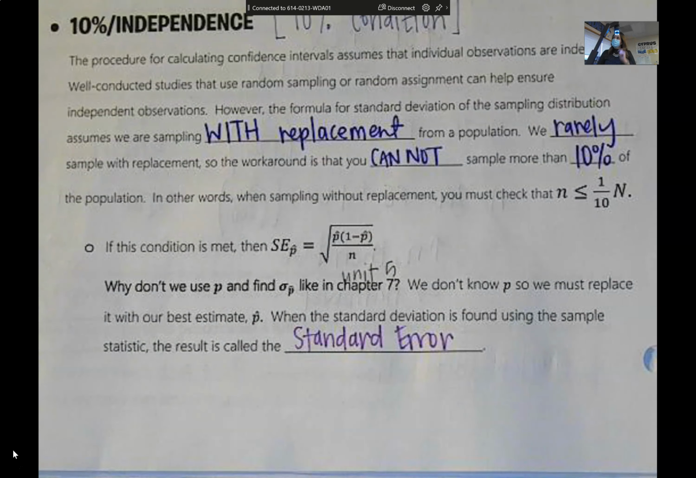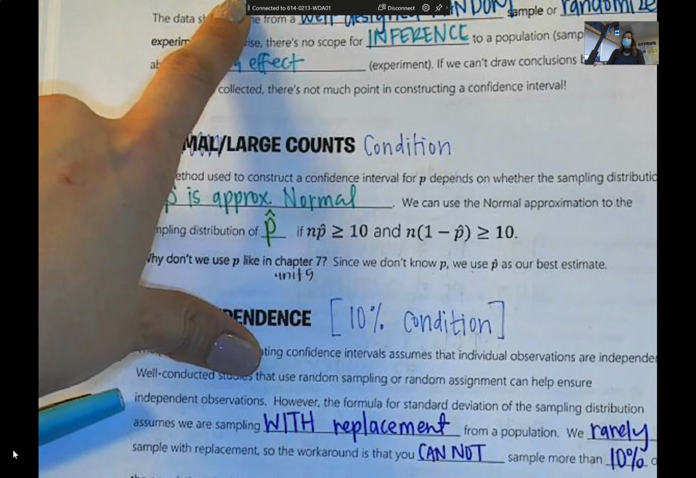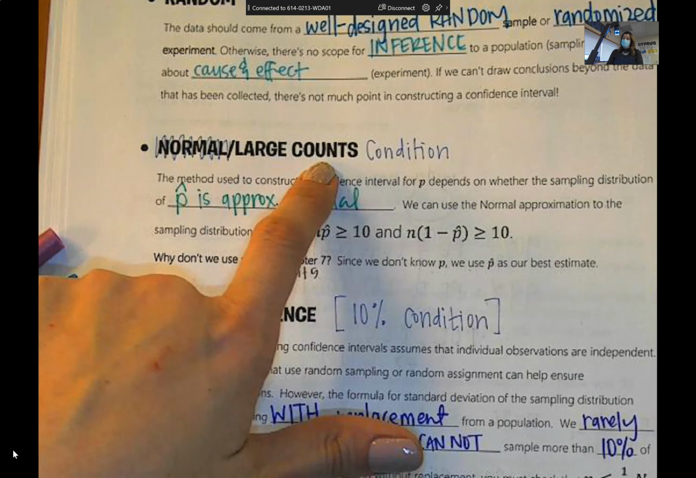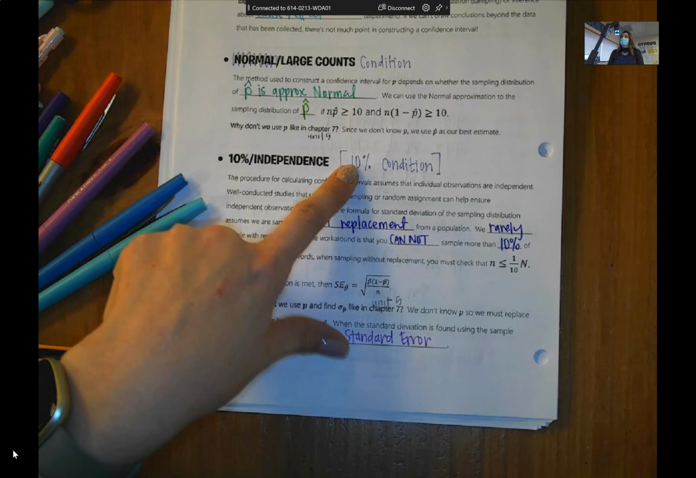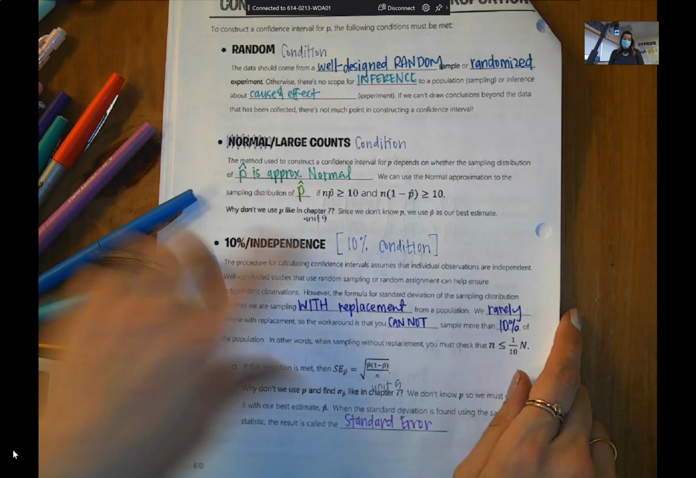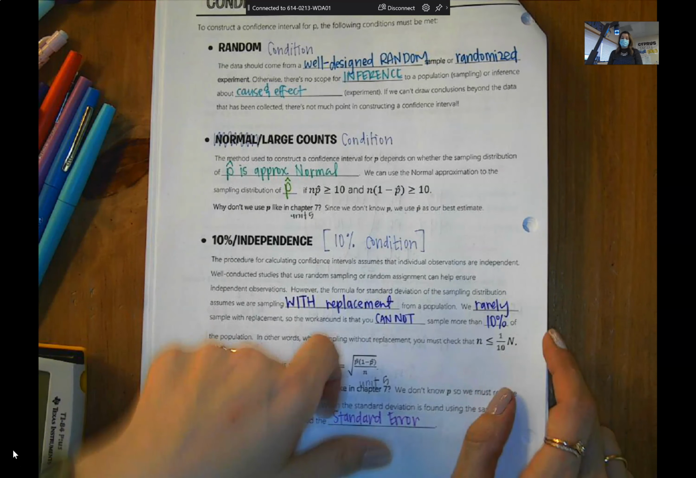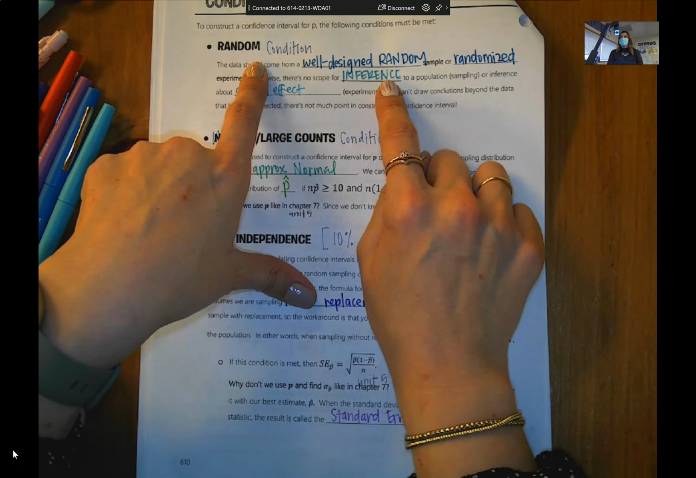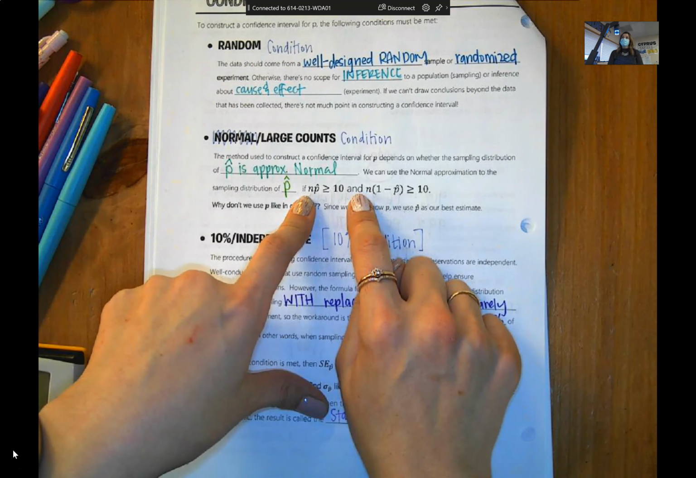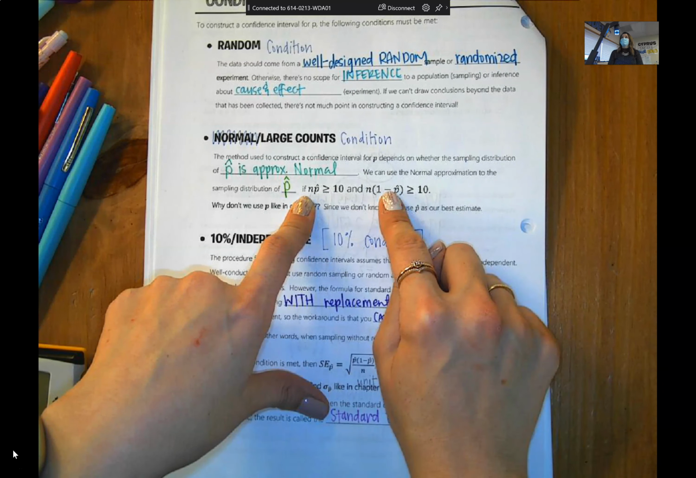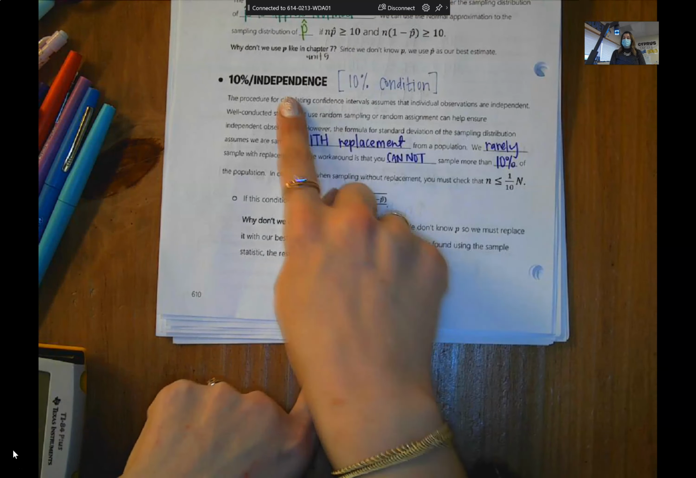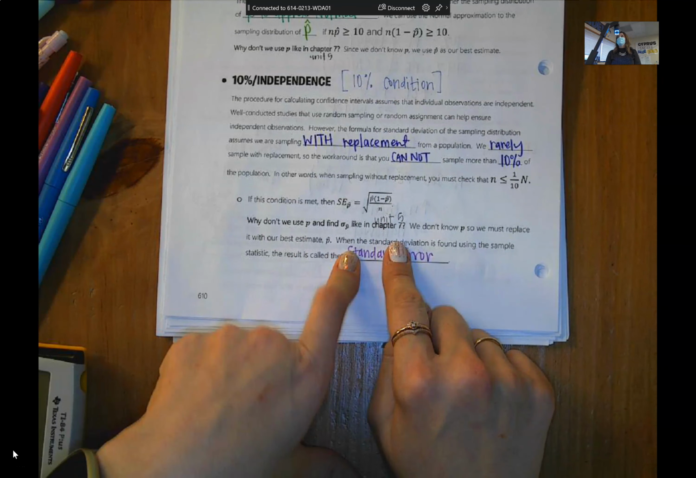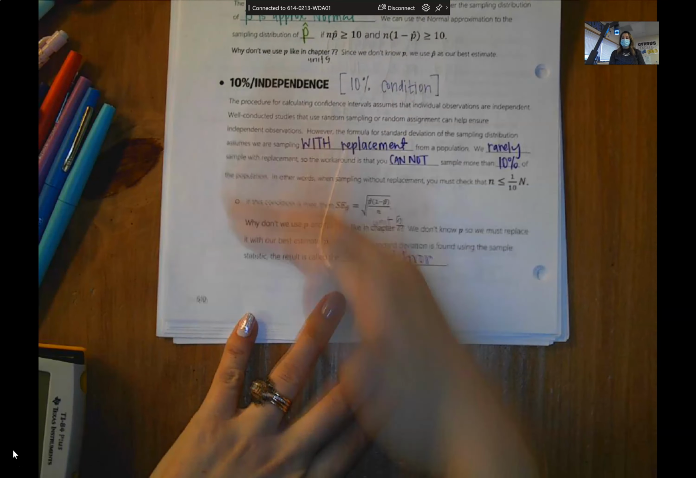So that is a lot of information. And the biggest takeaway is the names: random condition, large counts condition, 10% condition. And then the other takeaway is random condition just means your sample has to be random. Large counts means you check that these two things are greater than or equal to 10. And 10% condition means you cannot sample more than 10% of the population. That's all you have to really remember from this conditions page.